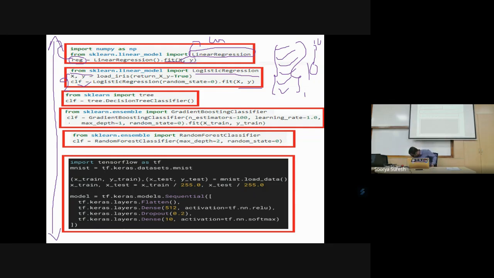Can someone answer? Why is this happening? So why do we have to learn the maths behind it? Everything is there. Whatever we spoke about, linear regression, fitting a model, logistic regression, decision tree, gradient boost, and random forest is there. And we also have dense layers. Everything is available. So why do we need to learn mathematics?